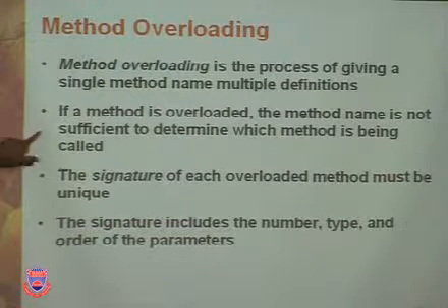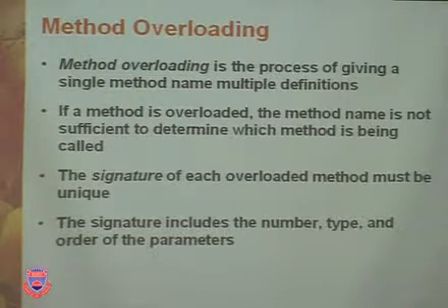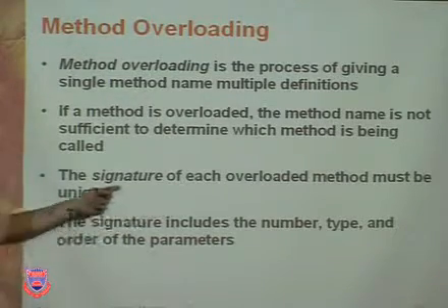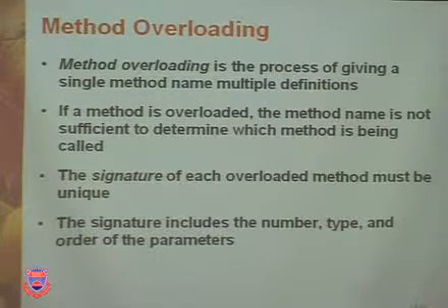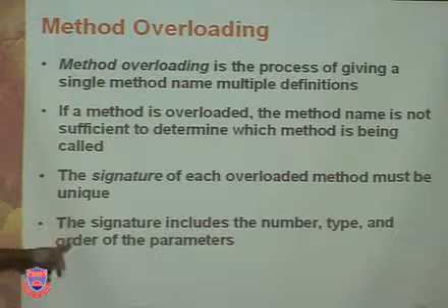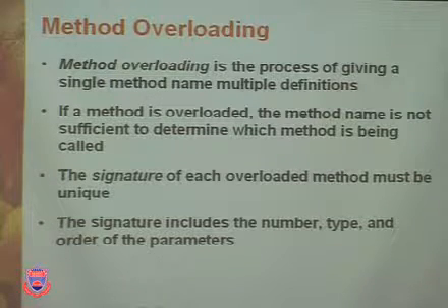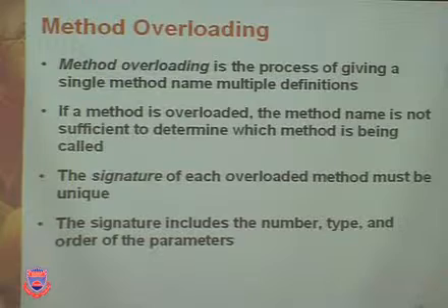If the method is overloaded, the method name is not sufficient to determine which one is being called, so you have to rely on the fact that they will have different signatures for each method call you have. So if you are overloading the method, the signatures will be different. What does the signature include? The number of the arguments that you have in your method and their types, right? So you have to include the number, types, and order of the parameters.